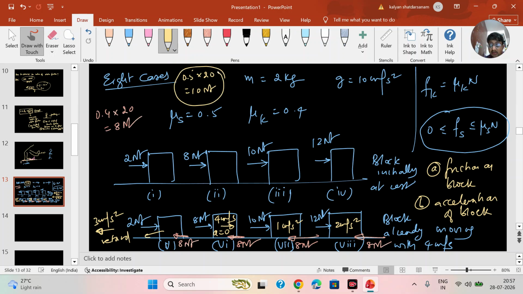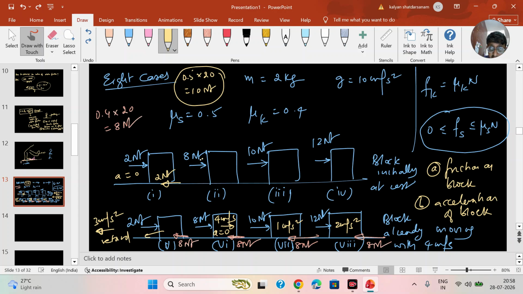So until and unless you apply something more than 10, the block will not move an inch. So here you are applying 2. Friction will laugh and say, ha ha ha, you cannot break me. I'll adjust myself to 2 and acceleration is 0. So static friction is self-adjusting. It can adjust its value, right? Even direction it can adjust. I am pushing with 2, it is opposing me with 2. Suppose suddenly I change this side and apply 2, then friction will also reverse its direction and oppose me.